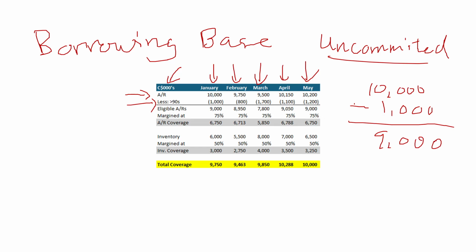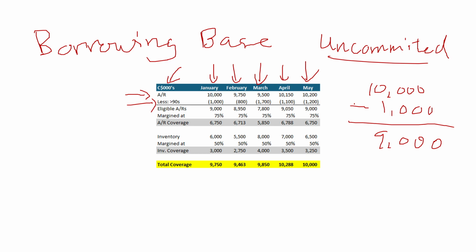So that's why we deduct it, we subtract it, and then we get 9 million of actual eligible accounts receivable. Now, this is not the only thing that we deduct. There's other things that we deduct, but again, for the purposes of teaching you borrowing base and margining, we're going to keep it simple and just assume that only the over 90s need to be deducted.